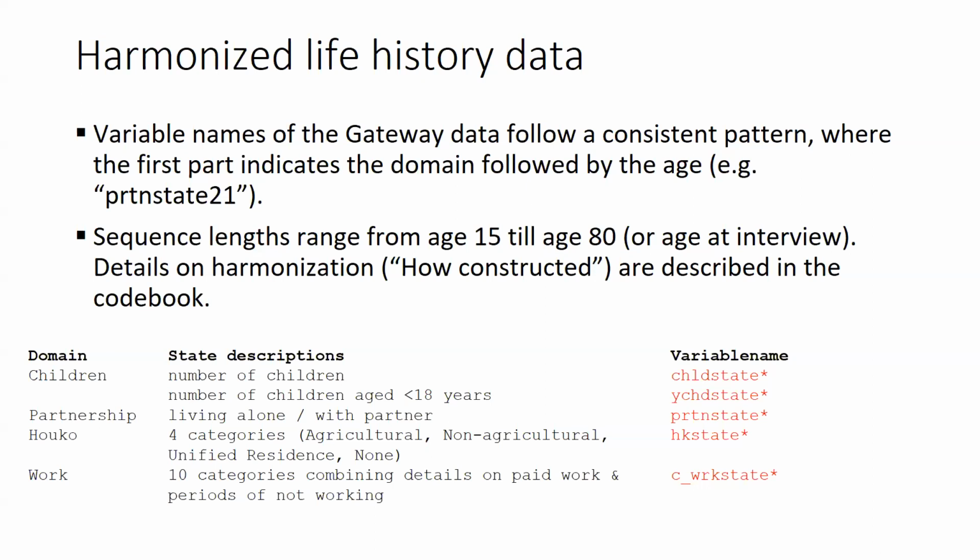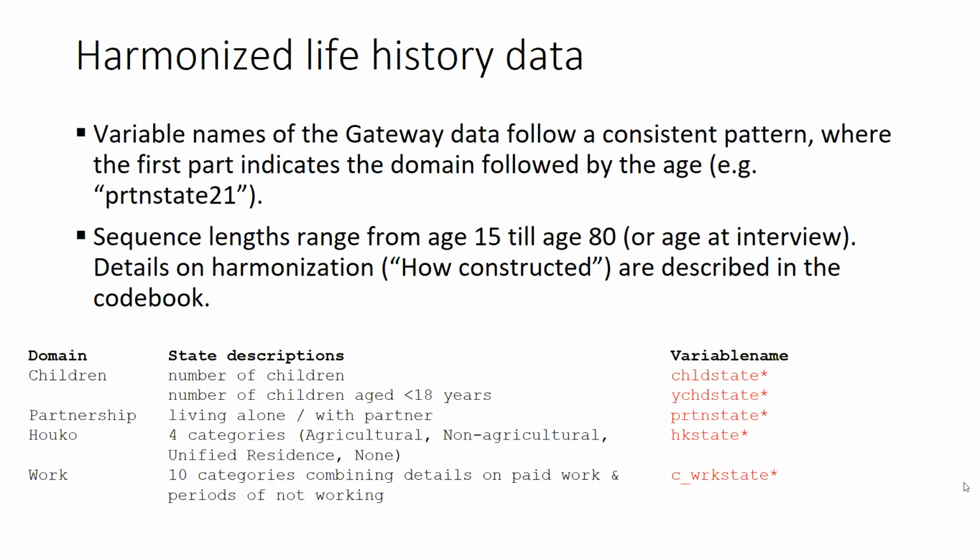We have also included the information on partnership, and there we distinguish between living with a partner or living alone. We included the hukou with 4 categories, and we have 10 categories of employment histories, and we combine details on work and all periods of not working, gaps between jobs, or at the end if you retire. This will also be included.